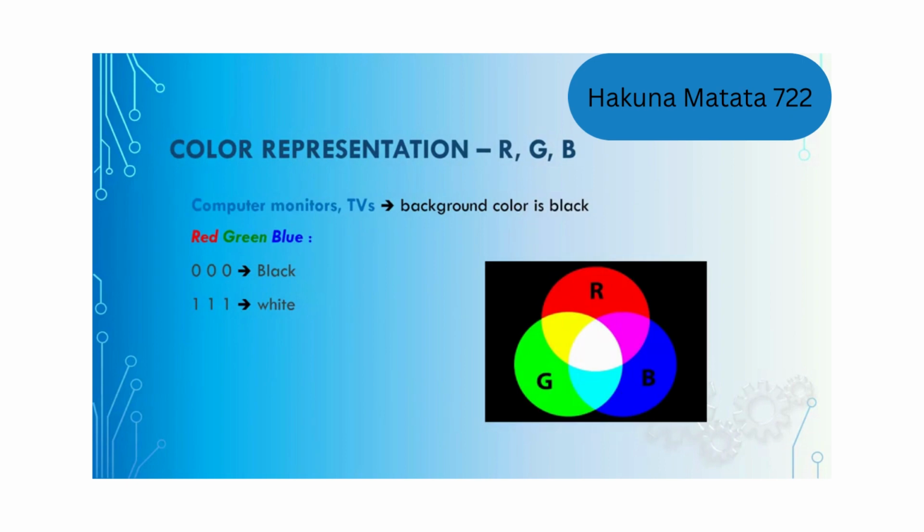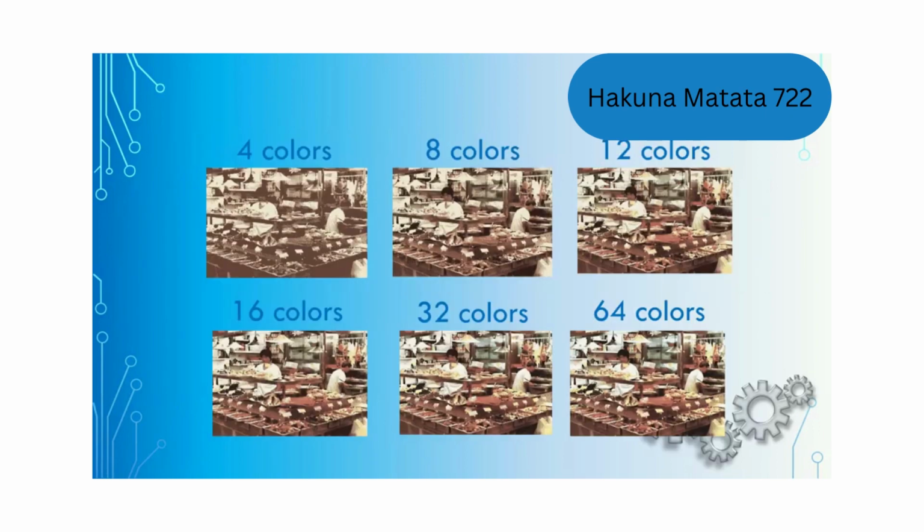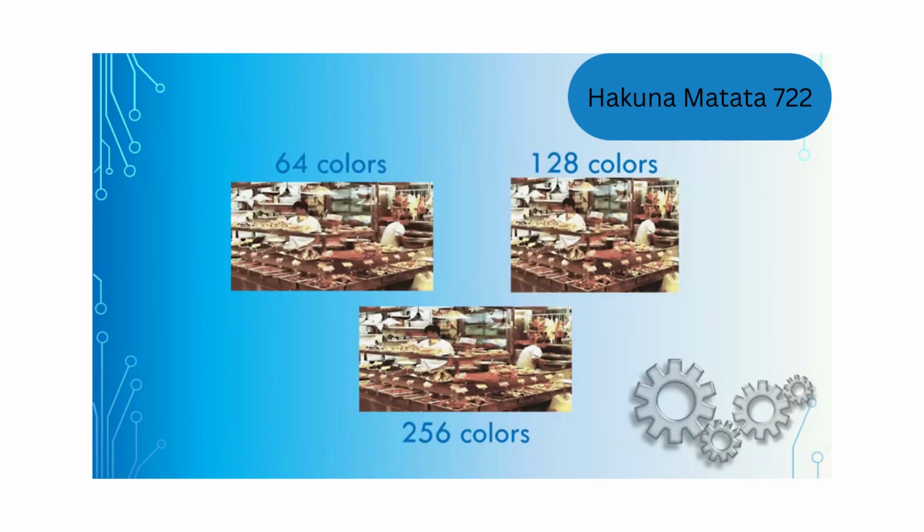When we are showing images using RGB, we assume that the background color is black, for example, computer monitors and TVs. So if we don't have any value for RGB, that means 0 for red, green, and blue, then we have the background color black. If we have the maximum amount of red, green, and blue, then we have white color. This is a table showing different color depths, that means the number of different color representations and the corresponding storage required. And basically, if we use more colors, we get better quality images.